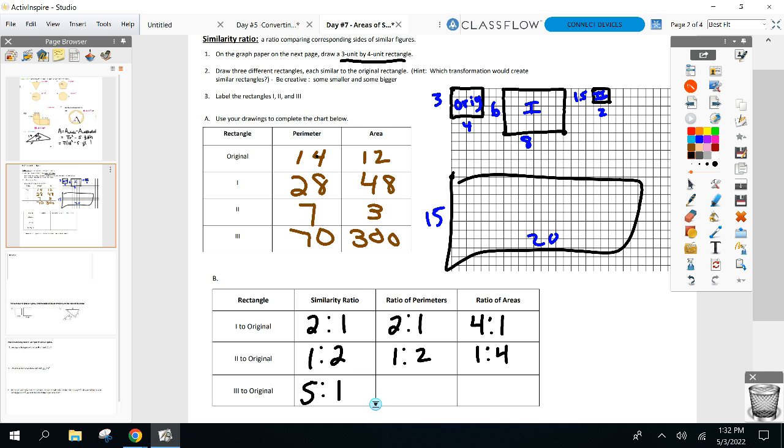If you need to do it on your calculator, do it on your calculator. 70 to 14. What ratio is that in reduced? 70 to 14. 5 to 1. And even if you had to guess, you were probably right.